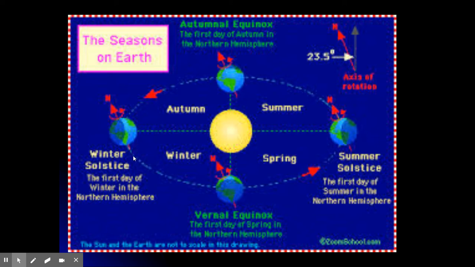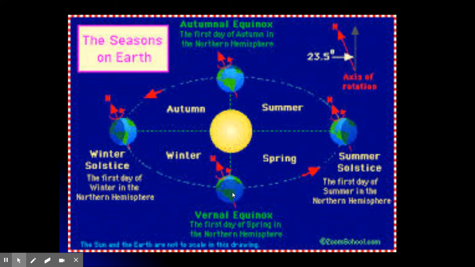And then the Earth continues its orbit 3 months later till the vernal equinox. This is the first day of spring in the north because we're transitioning from winter towards summer. So this would be the first day of spring in the north and the first day of fall in the south. Now, again, this is one diagram.